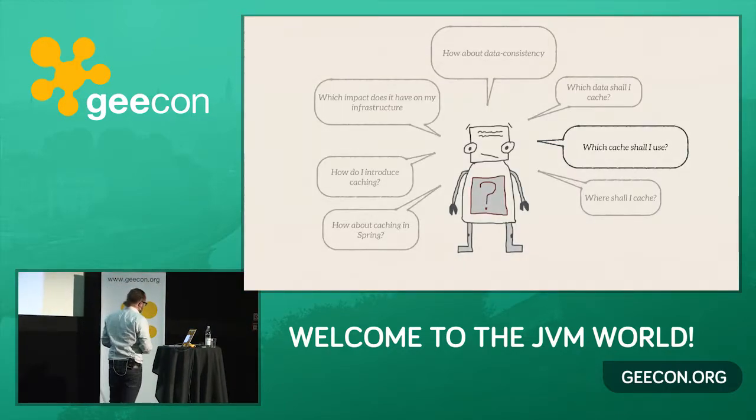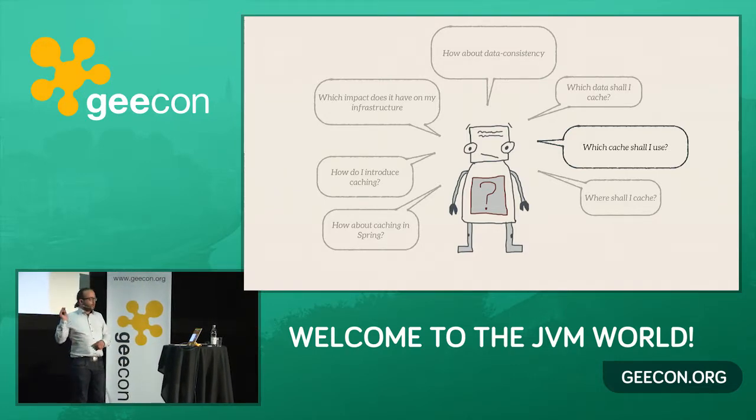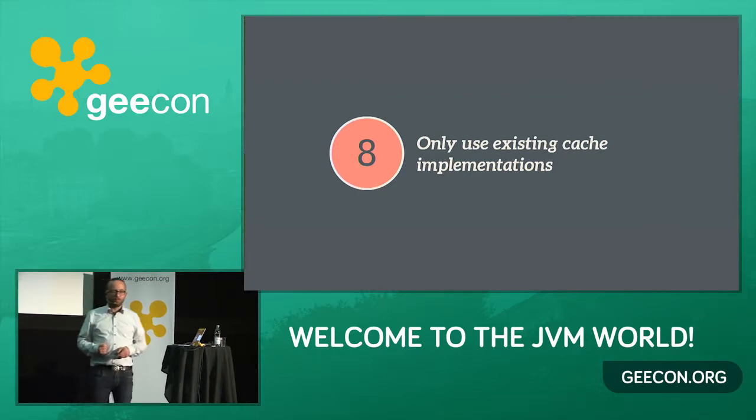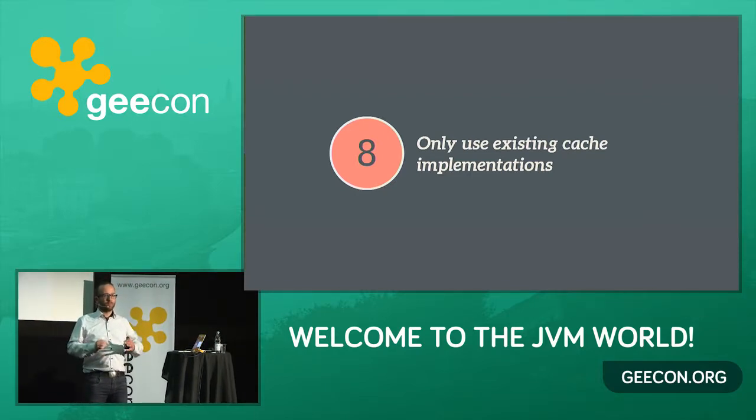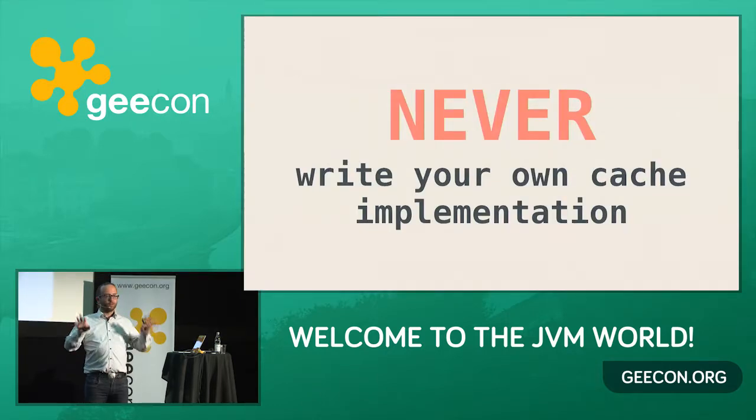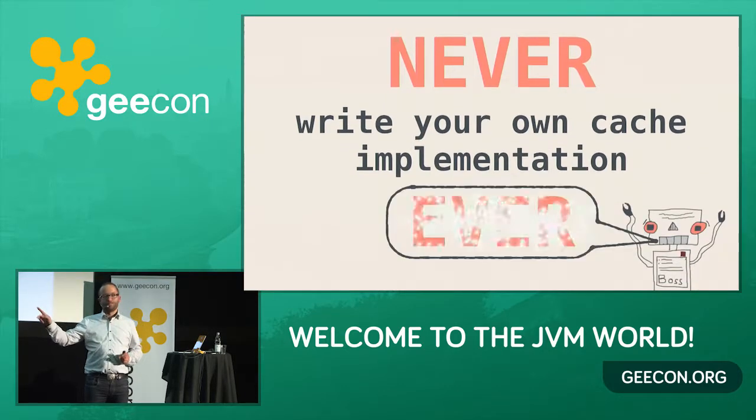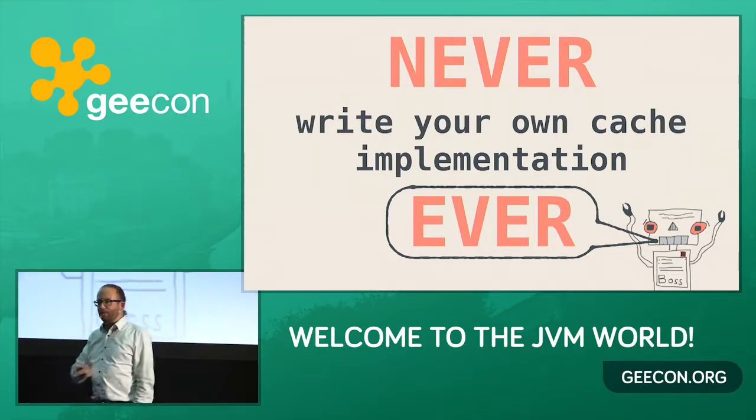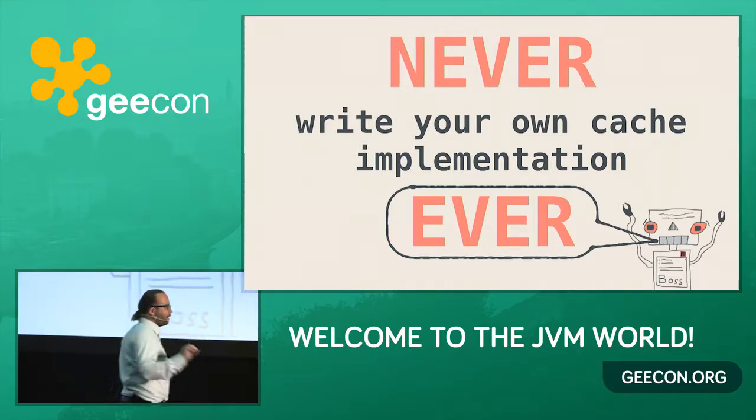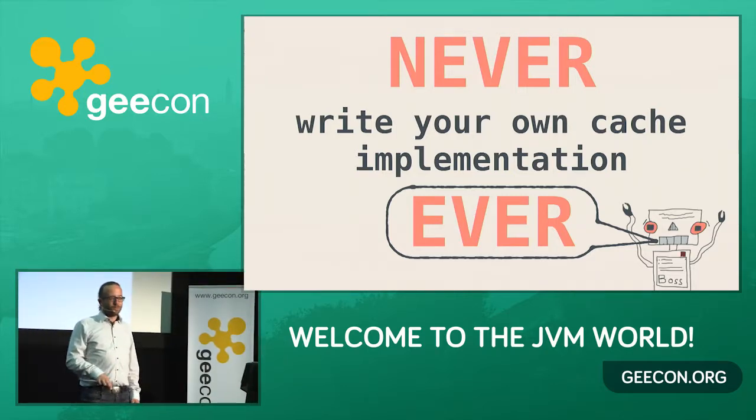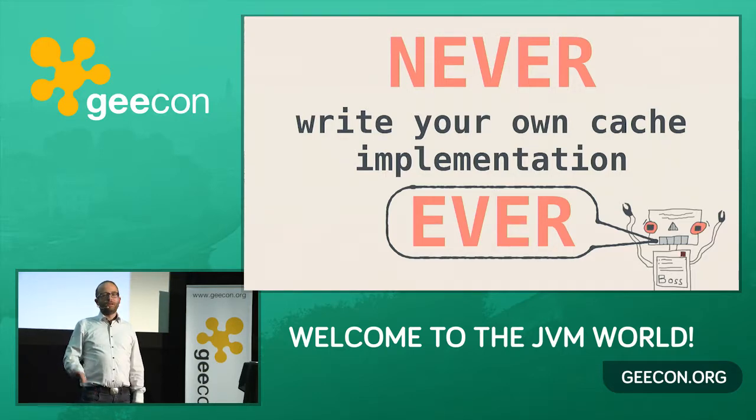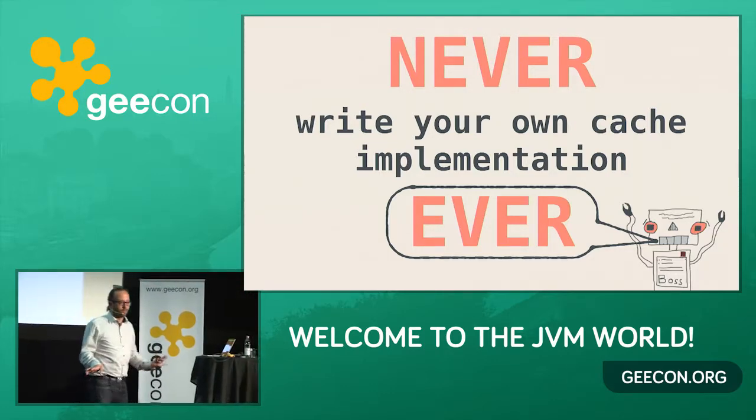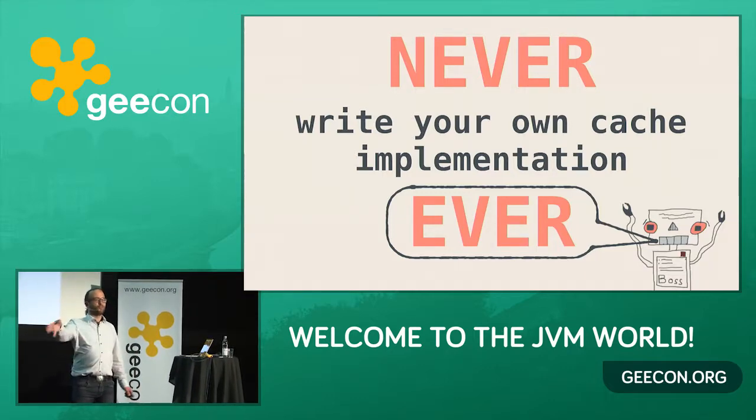Another question is: which cache should I use? Rule number 8 is like the first rule of Fight Club. I don't know if you've seen the movie Fight Club. The first rule of Fight Club is do not talk about Fight Club. The first rule of caching is never write your own caching implementation, ever. Do not do that. Yes, it's very interesting. It's a lot of fun. We are all nerds and geeks, and we like to play around with latency and so on. But it is a very bad idea to do that for your job, because other people have probably solved these problems for a very long time with much experience, and probably better than I could ever write a cache implementation. Don't do that. Absolutely not, unless you want to get fired.